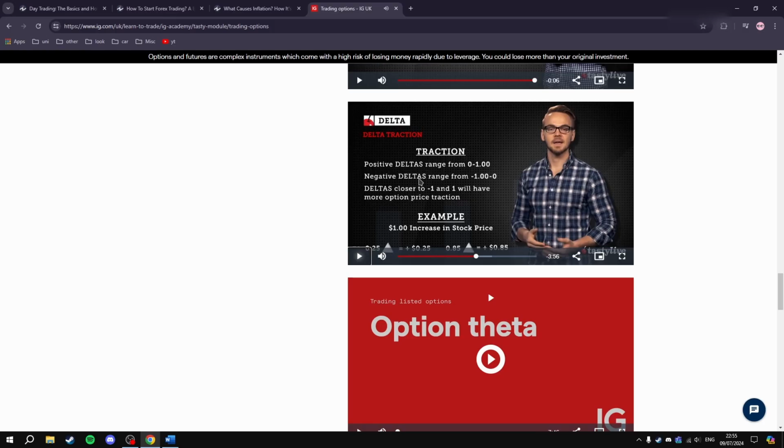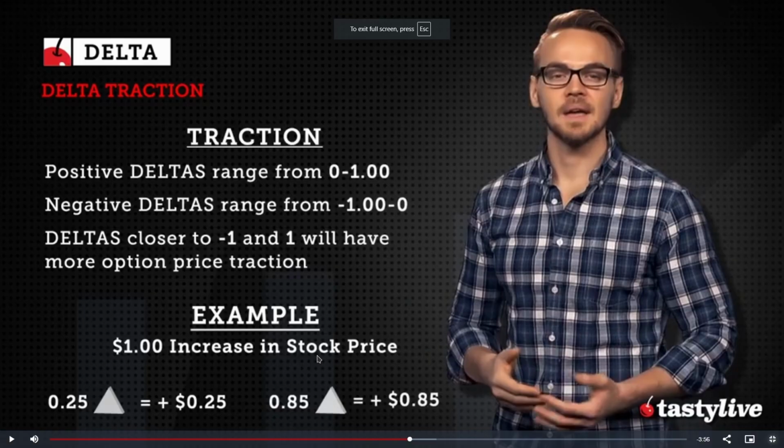Delta traction: positive deltas range from 0 to 1. Negative deltas range from -1 to 0. Deltas closer to -1 or 1 will have more option price traction. For example, for a $1 increase in stock price, a 0.25 delta changes the option by plus 0.25, and a 0.85 delta changes it by plus 0.85.